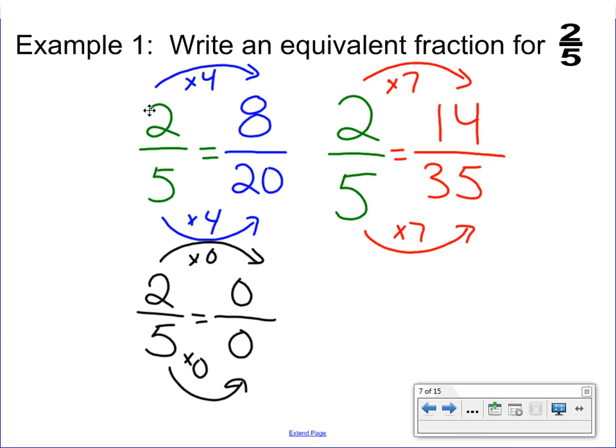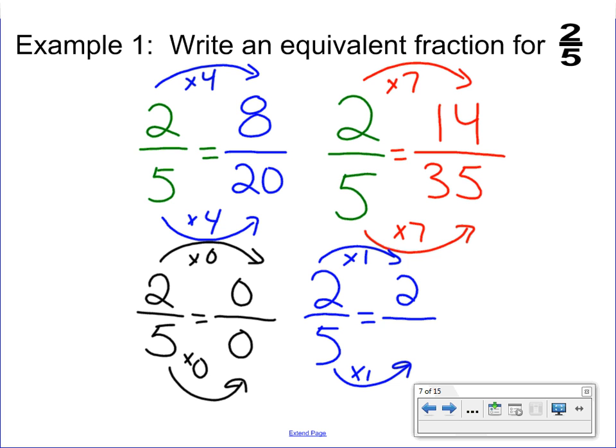Some of you might be saying, well, what about if we used 1? Well, that works to some extent, but if you do that, does it give you anything different than you already had? 2 times 1 is 2, 5 times 1 is 5. You haven't written a fraction that is equivalent. You've written the exact same fraction, so it doesn't really help you in this sense. Okay? This is going to come into play when we start working on finding a common denominator for our fractions.